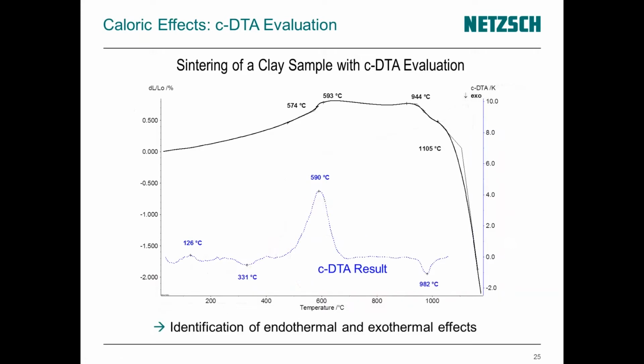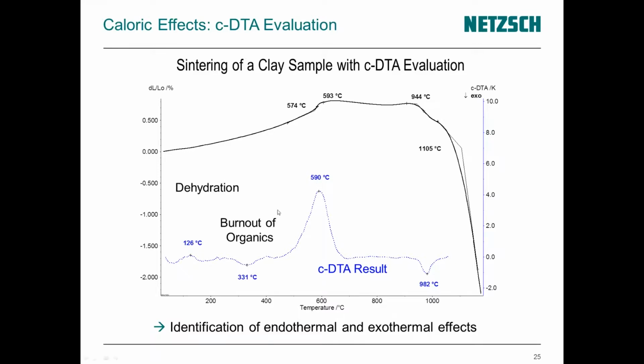As a next example, a more complex example, I have here the measurement, the sintering of a clay sample. So in black we see the thermal expansion, and in blue the CDTA curve. So as you see here, we have some additional effects in the CDTA result. In the beginning here as a small endothermic peak, we have the dehydration. So here water, adsorbed water and interlayer water is released. Then we have a small exothermic effect around 330 degrees C. So here we have the burnout of organics.